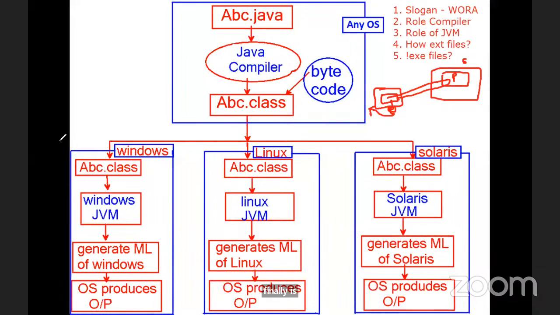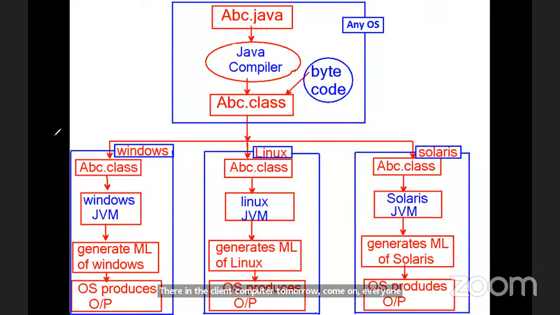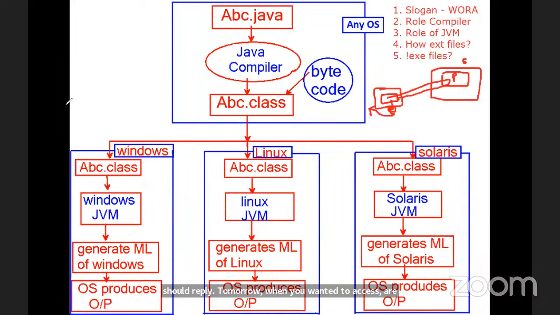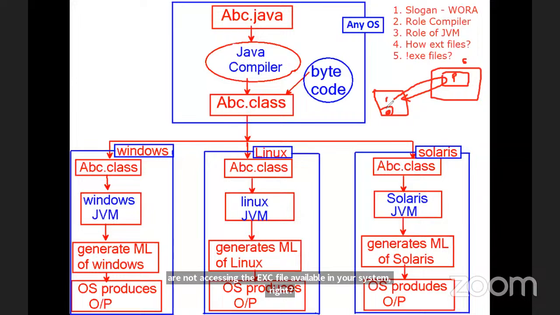Tomorrow, when you want to access the program again, what are you doing? You open your system and again access the program from the server only. You are not accessing the exe file available in your system, right? So the exe file generated in the client system is waste.